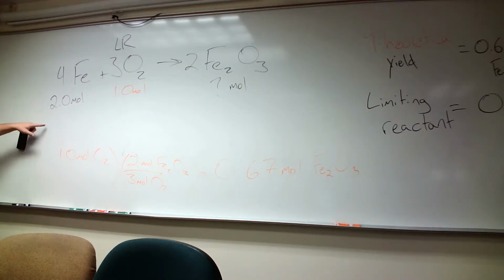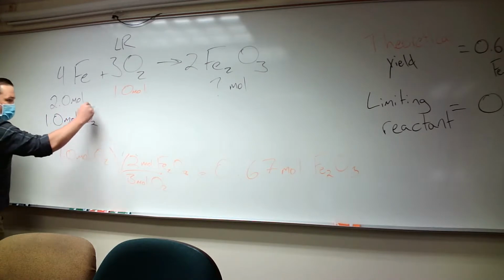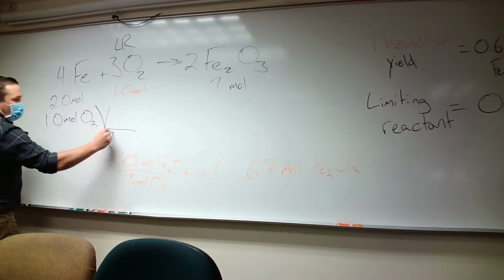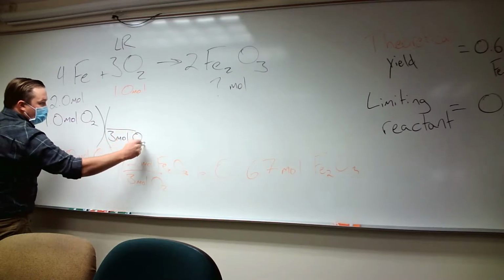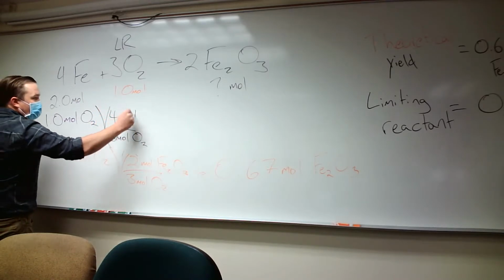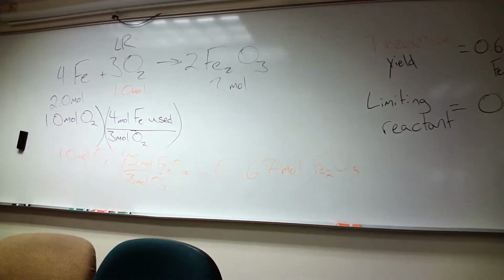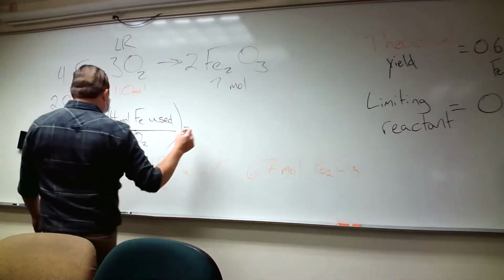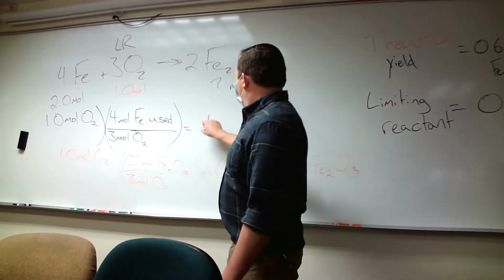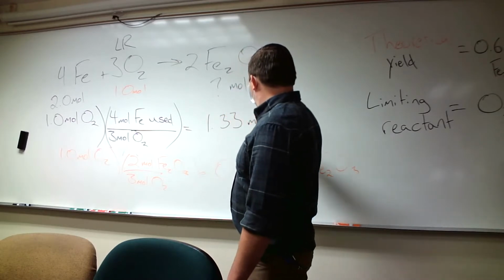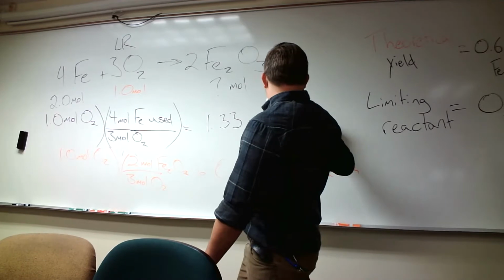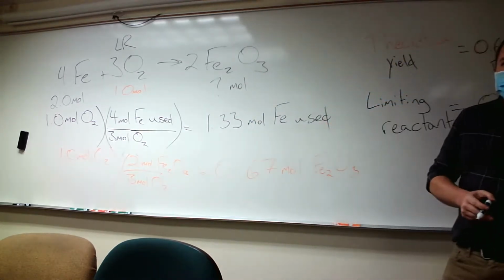Right? Since we know oxygen's what's running out, oxygen's what's controlling how many times the reaction can happen, we can say, okay, if I use up all of my 1 mole of oxygen, for every 3 moles of O2, that's 4 moles iron used. And that's only 1 step. 0.67 excess.